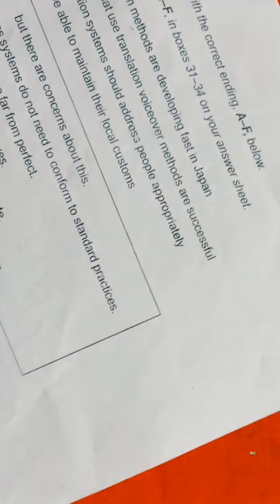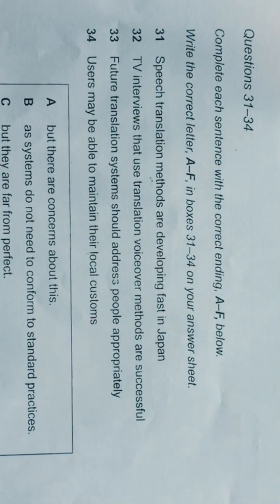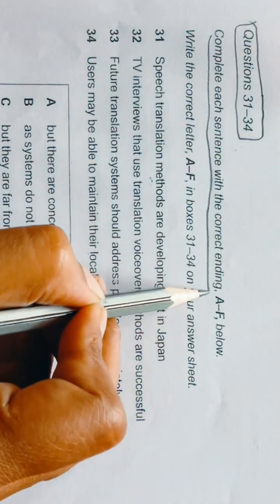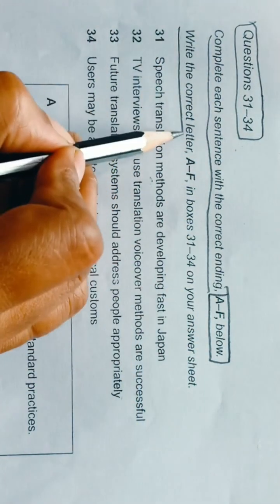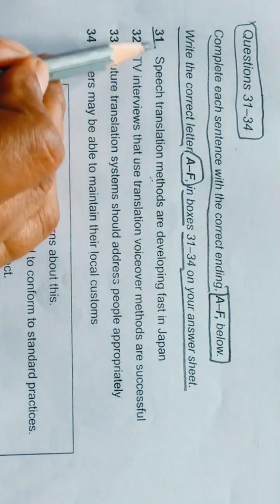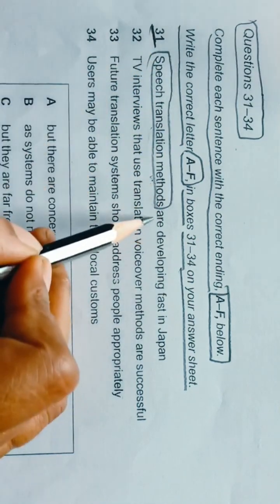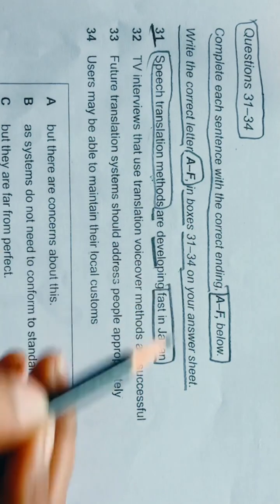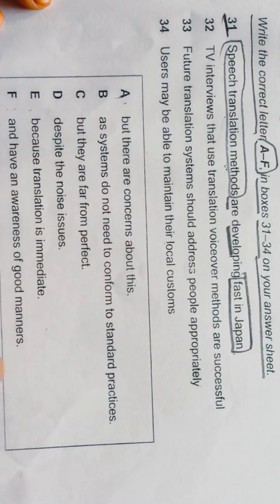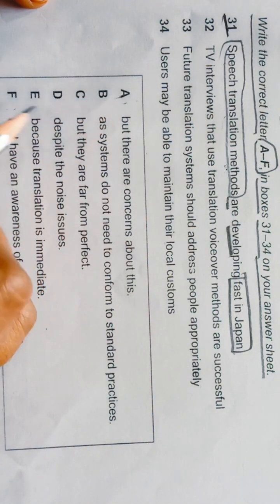Okay, and our next question type is questions 31 to 34. Complete each sentence with the correct ending, A to F below. Write the correct letter A to F in boxes 31 to 34 on your answer sheet. 31 number. Speech translation methods are developing fast in Japan. So we have to look for our answers from these options. After reading the paragraph, we will find our answers from these options.